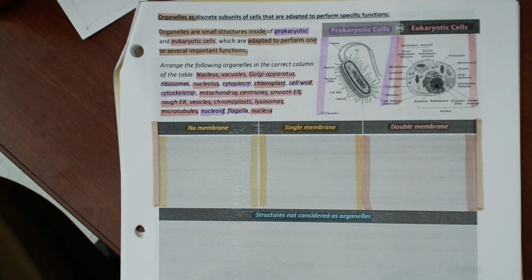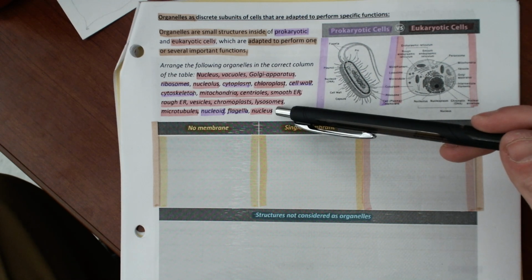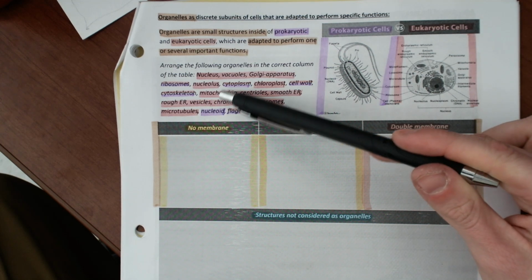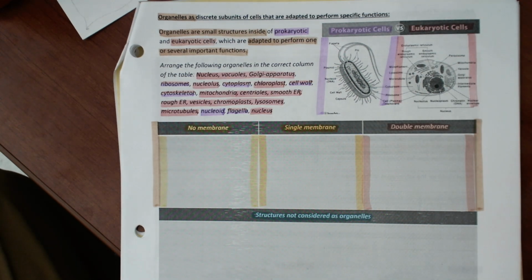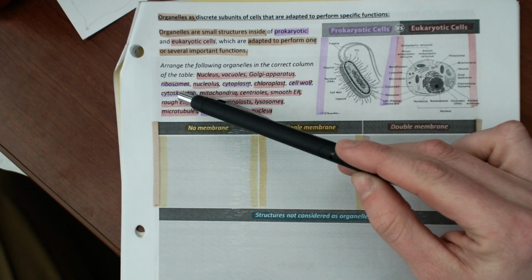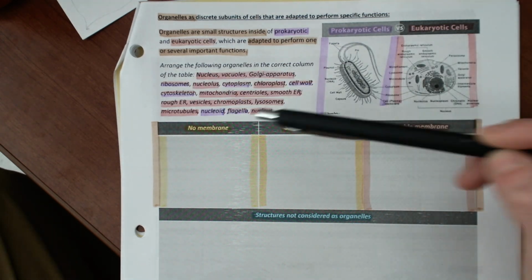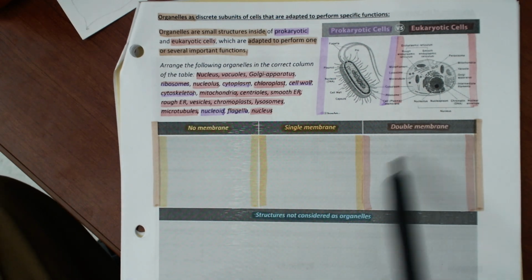But the goal of having these organelles is that they are adapted to perform one or several important functions for your cells. What I did on mine is I went through and I highlighted all the ones that are exclusively in eukaryotic cells in red, and exclusively in prokaryotic cells in purple, which I think is just the nucleoid. And then, what's not showing up well because of my unfortunate color choice, is I double highlighted ones that are in both: ribosome, cytoplasm, cell wall, cytoskeleton, flagella, just so that it's a quick reference and then you can find them below.